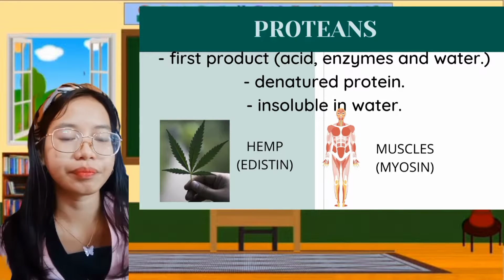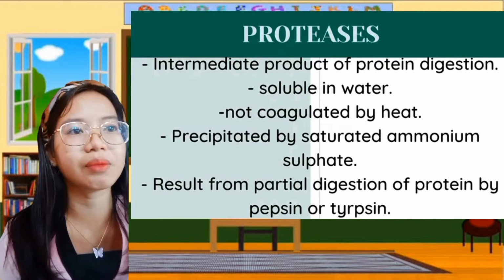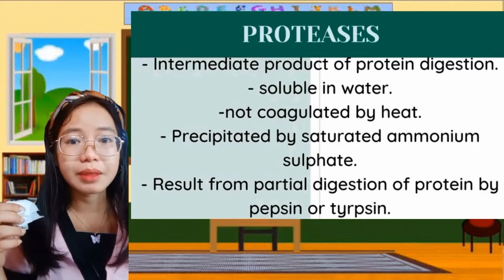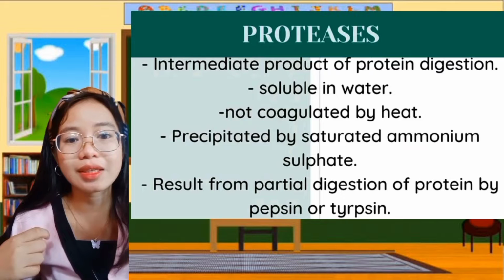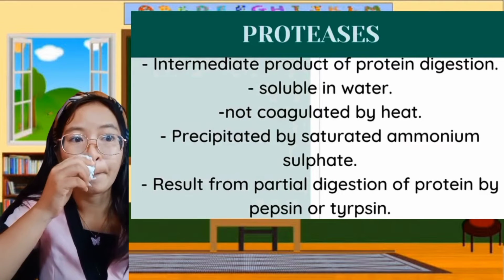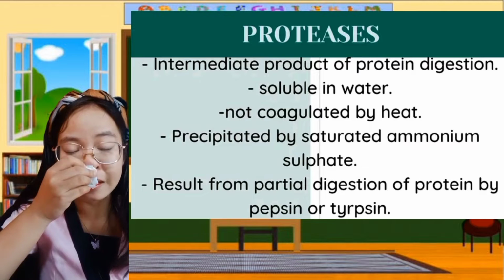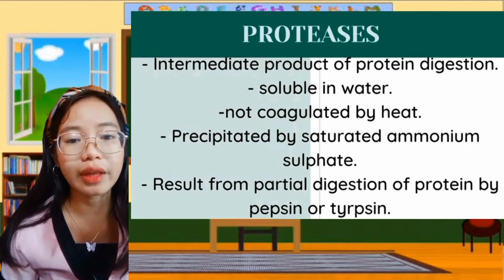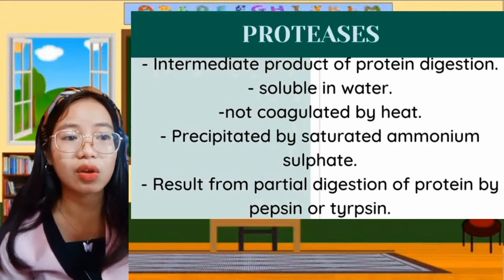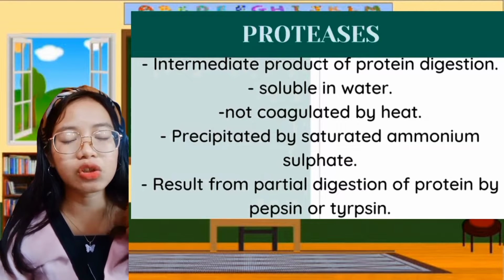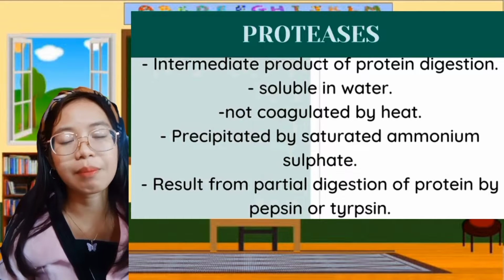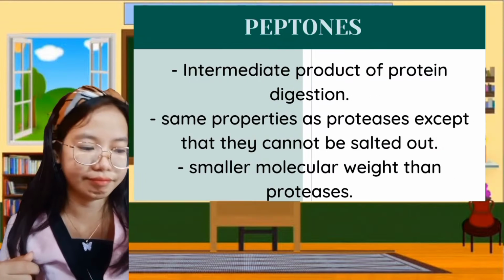Next. So, proteoses are the intermediate product of protein digestion. It is soluble in water, not coagulated by heat, meaning it does not become solid or semi-solid by heat, precipitated by saturated ammonium sulfate, and results from partial digestion of protein through pepsin and trypsin.